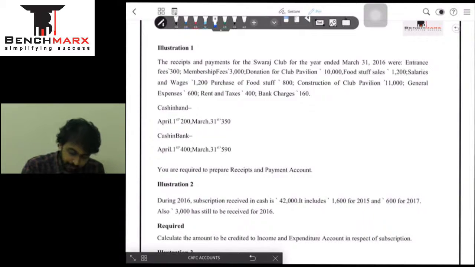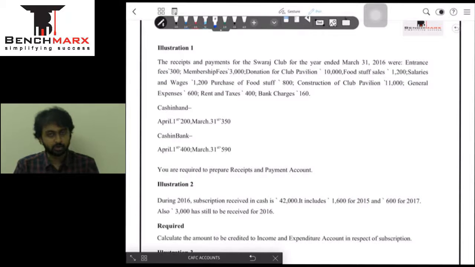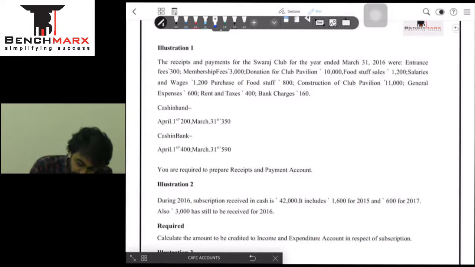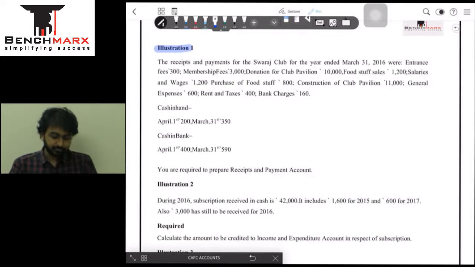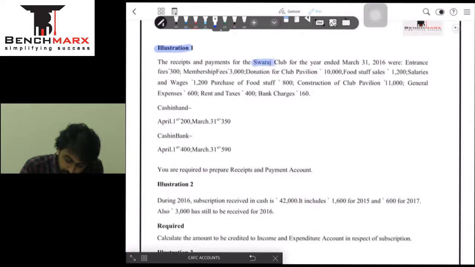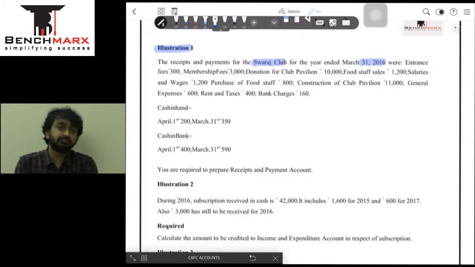We are solving the chapter of financial statements of NPO. I have simply introduced you guys to what we mean by non-profit organizations. And as far as accounting is concerned, it is more than enough to understand the first couple of questions. Chalo, let's start. Question number 1 is what we are starting. Now, the receipts and payments for Swaraj Club for the year ended 31st March 16. So financial year 15-16 ke baare mein details diya hai.